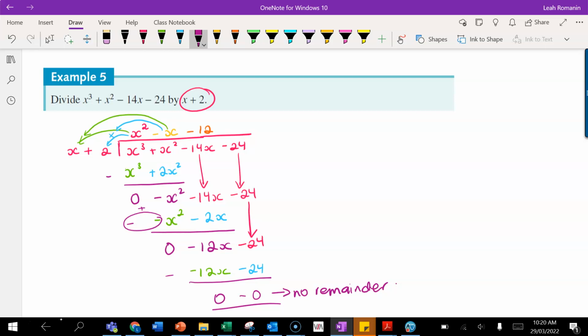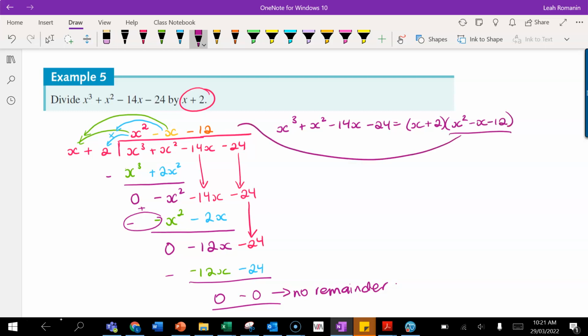So what does all this process mean now? This means that I've partially factorized this expression. So x cubed plus x squared minus 14x minus 24, I can now write that as x plus 2 and x squared minus x minus 12. And I'm getting this from what's at the top of my shorthand division.